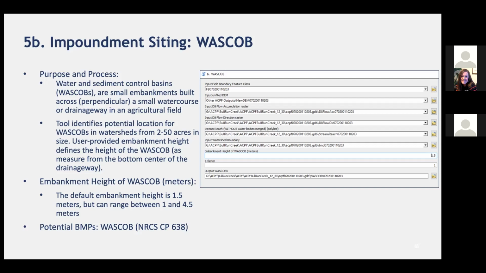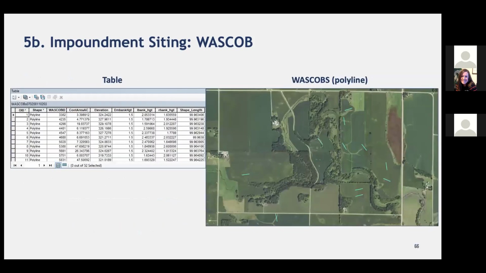So again, really thinking about the slope of the landscape as well as the amount of pooling that you might want behind that embankment. So these embankments are generated as lines. You can see those polylines on the landscape in the image on the right-hand side of the slide. For each one of those polylines that are generated, there's a WASCOB ID that's given. You can see the potential contributing area in acres that would result from putting that embankment in. The embankment height, that's the default value.